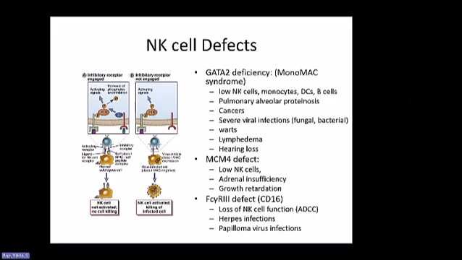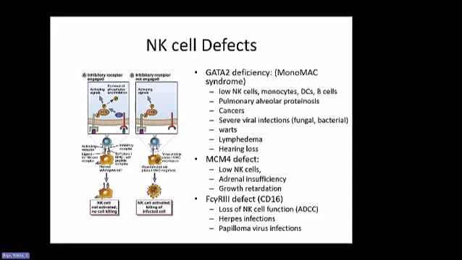These patients present with severe viral infections, so HPV or HSV. It can present with mycobacterial infections. It will also have other manifestations like hearing loss and lymphedema. Pulmonary alveolar proteinosis is another one, and these patients are susceptible to develop cancers. MCM4 and Fc gamma R3 are functional NK cell defects.